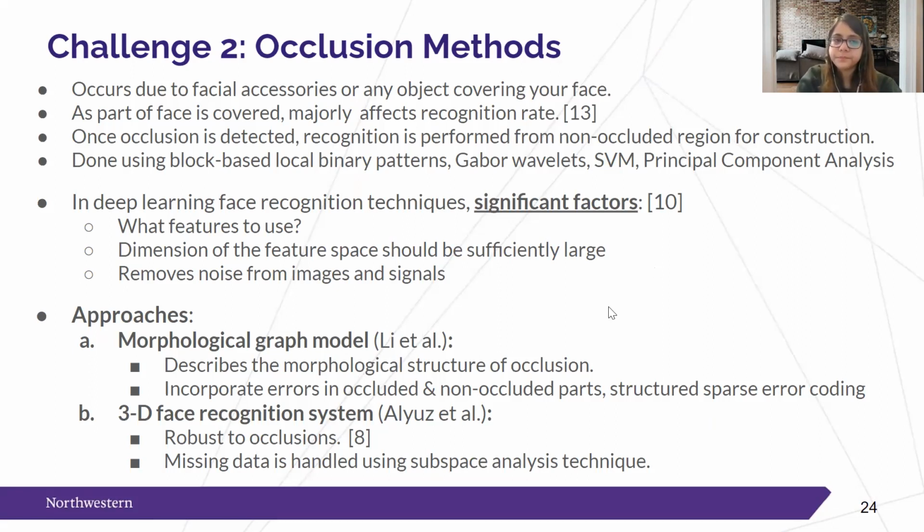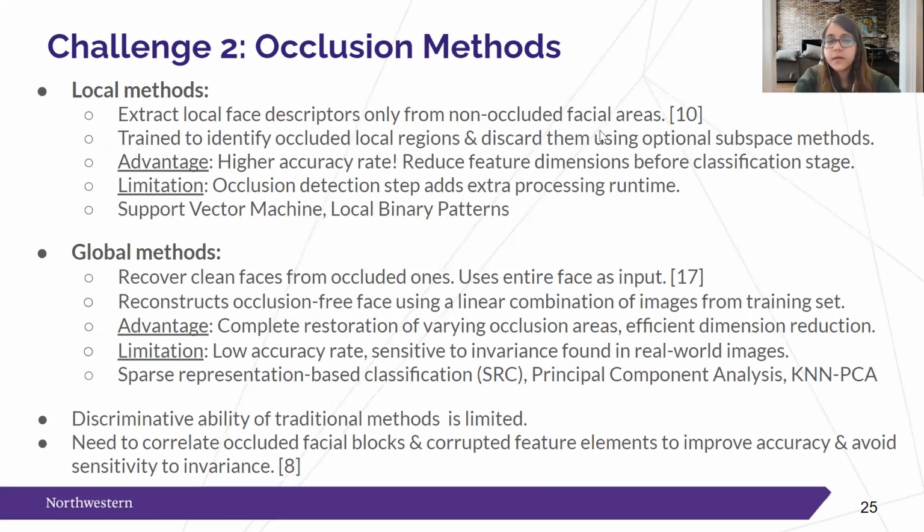The methods are classified again into local and global methods. Local methods extract local phase descriptors, and they identify the occluded local regions and discard those regions using subspace methods. So they have a higher accuracy rate, and they reduce the feature dimensions with pre-processing. SVM and local binary patterns use this, but there's an additional step of occlusion detection, which adds some time. And in global methods, we don't detect the occlusion.